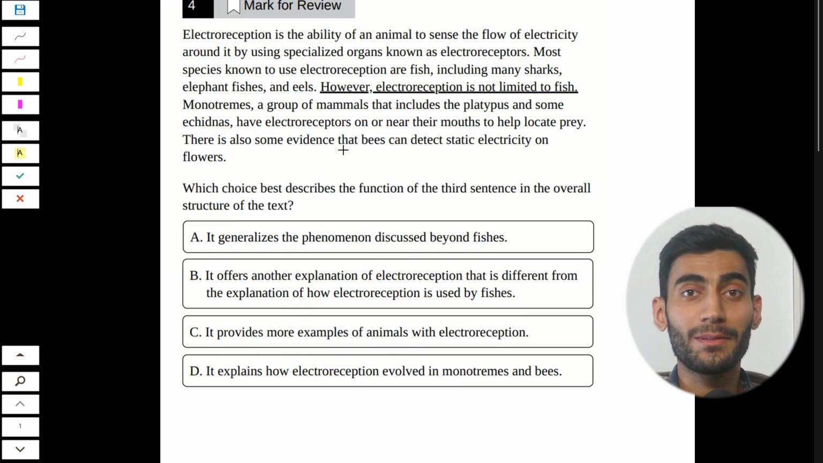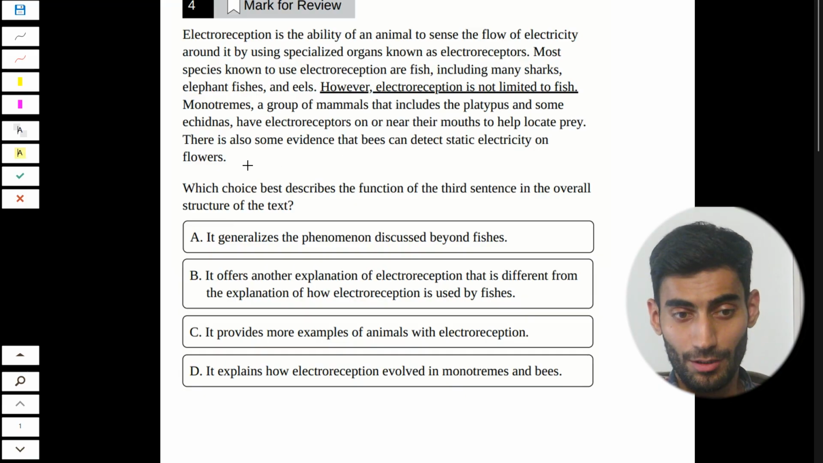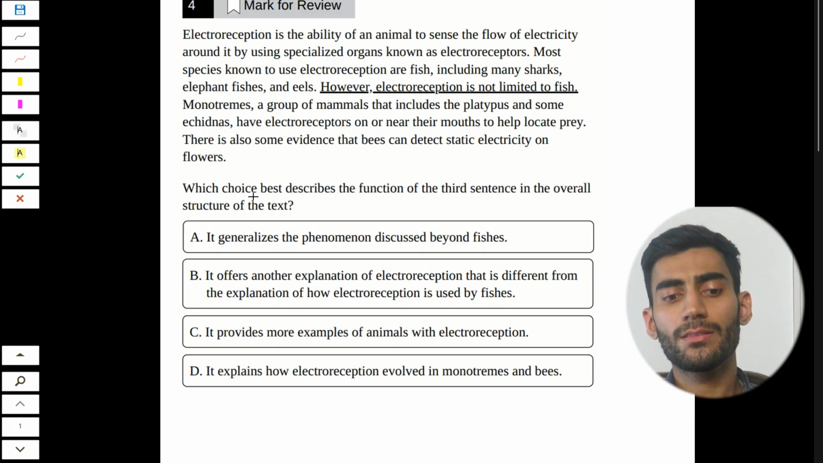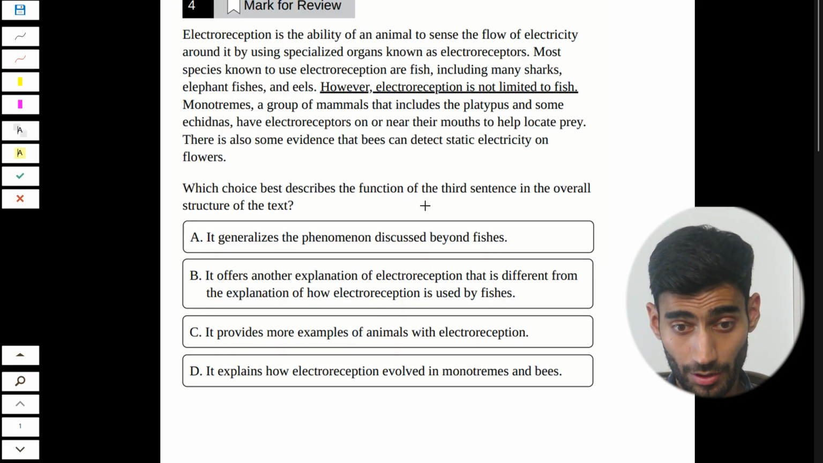All right, now it's time to look at a question. So I've got my text, my question, and my options. I read the question first. Which choice best describes the function of the third sentence in the overall structure of the text? We have the third sentence already highlighted over here. It's been underlined by the question itself.